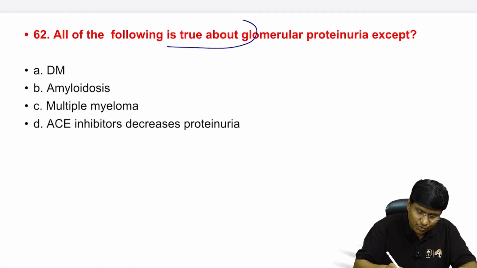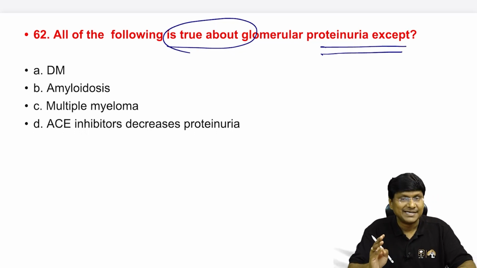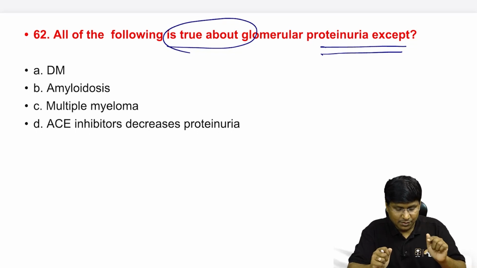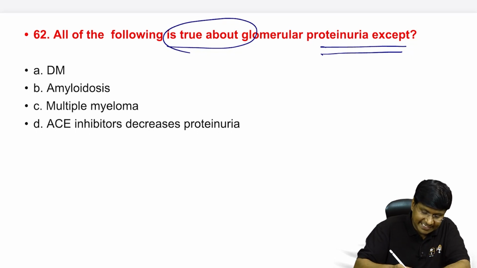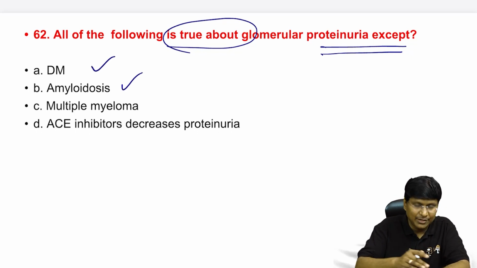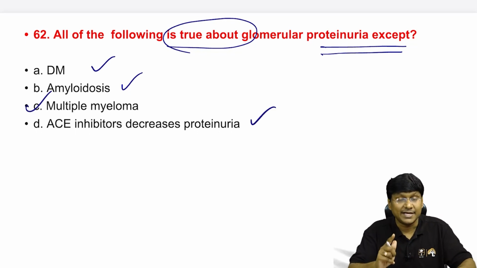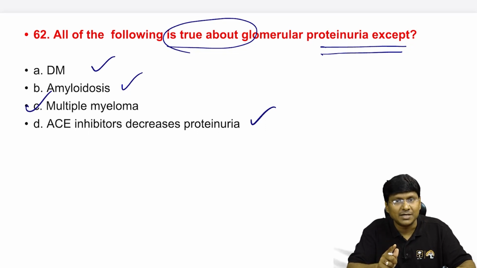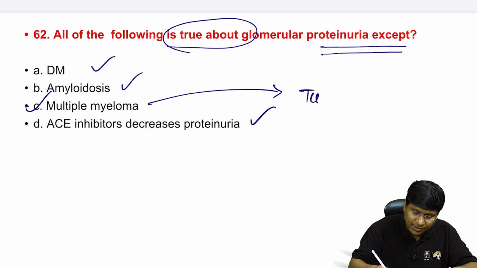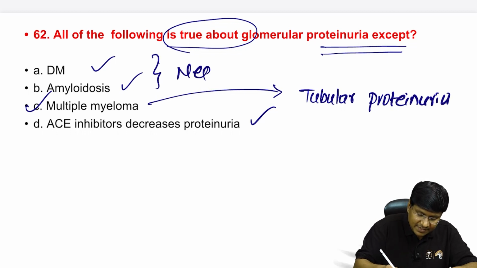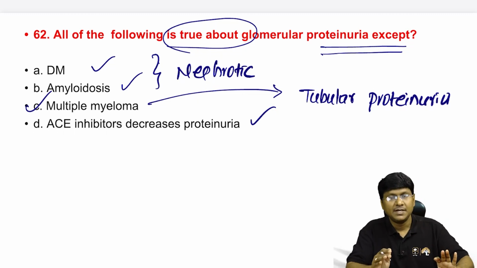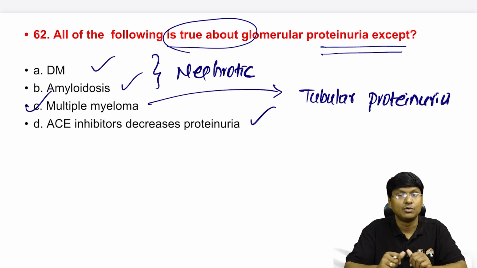All of the following are true about glomerular proteinuria except: diabetes mellitus, amyloidosis, multiple myeloma, ACE inhibitors decrease the proteinuria. So, glomerular proteinuria, diabetes mellitus, yes. Amyloidosis, yes, glomerular proteinuria. ACE inhibitors will decrease the proteinuria, that is a correct statement. Whereas multiple myeloma is characterized by tubular proteinuria. Right, diabetes mellitus and amyloidosis, both of them are etiologies that cause nephrotic syndrome. And in nephrotic syndrome, it is the glomerular pathology where you will have glomerular proteinuria.